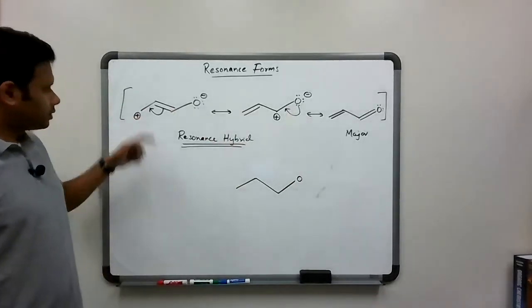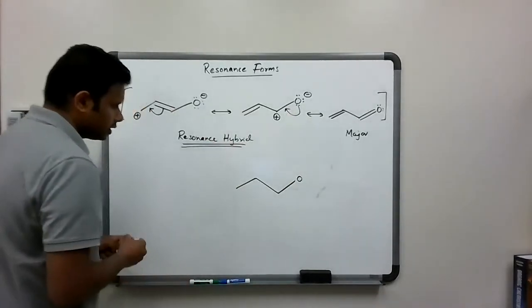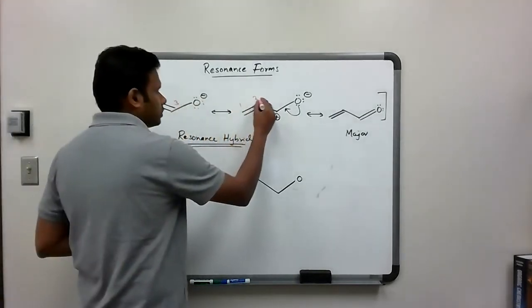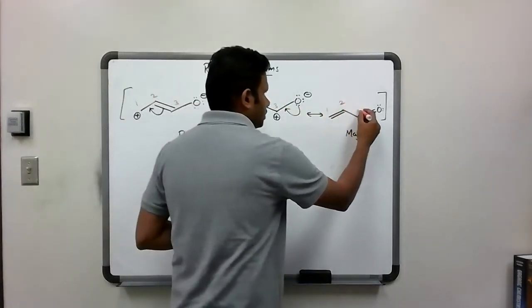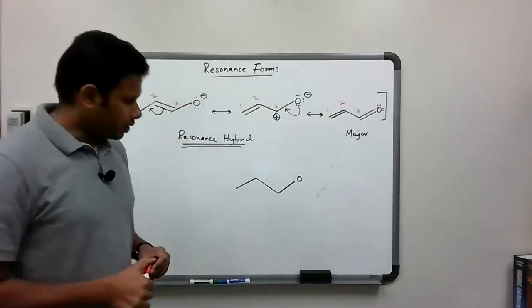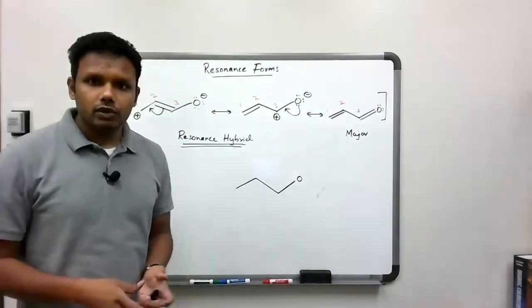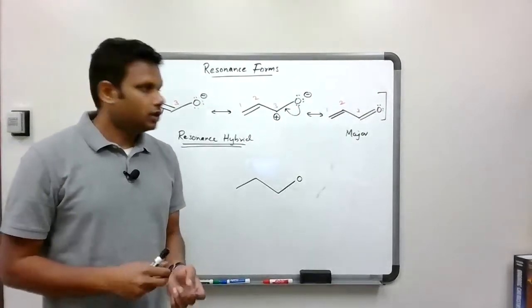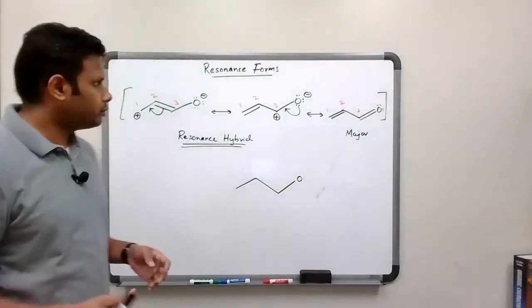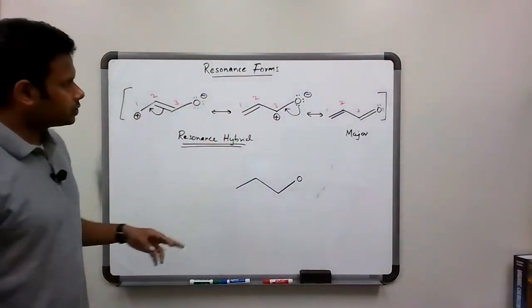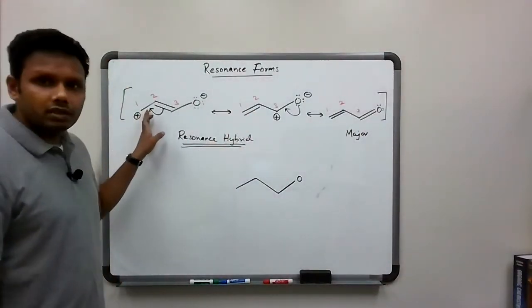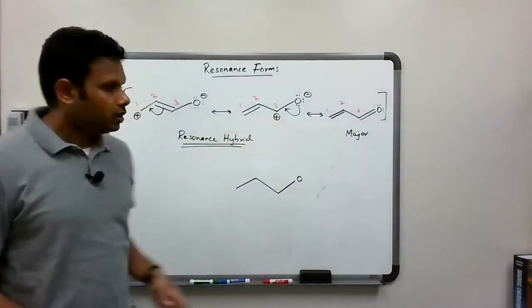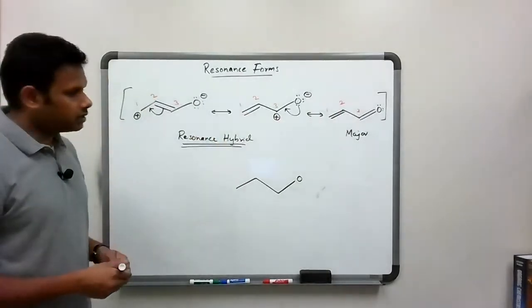Now, maybe let's label some of these carbon atoms: 1, 2, 3, and then the oxygen. Label the atoms if you have to, but I'd say try to get comfortable doing this mentally, which would be the best. If you look at all the structures, between carbons 1 and 2 there is a single bond in one structure and a double bond in the others. So overall, there's a double bond and a single bond.